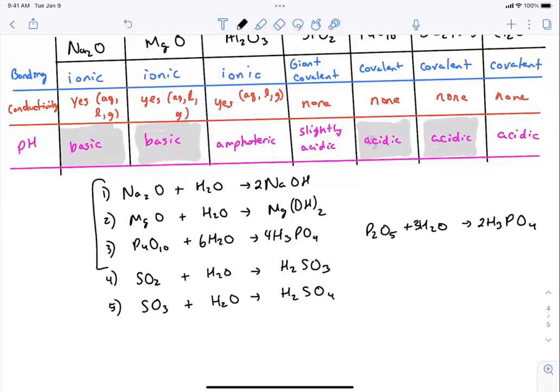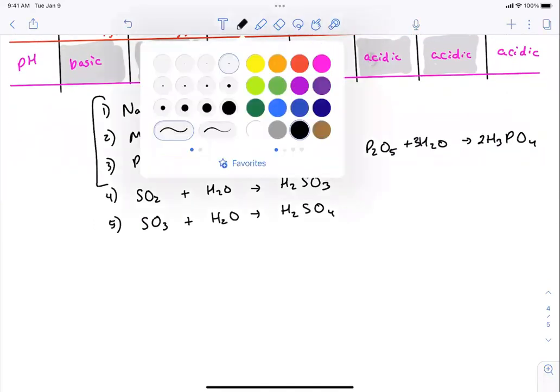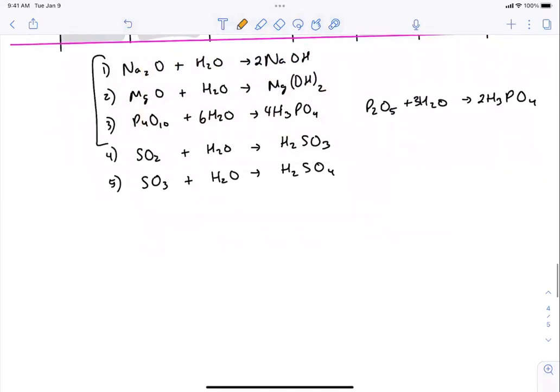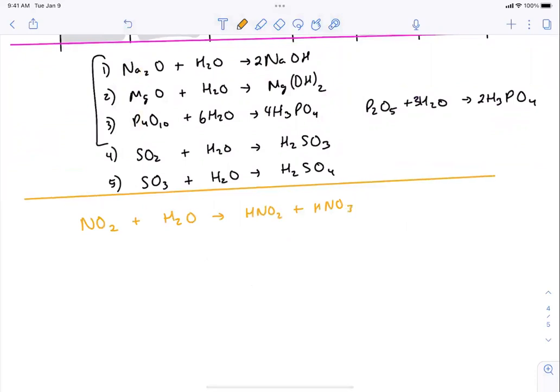Okay. Other reactions that you need to know as well, stated here. Don't forget that NO2 with water forms HNO2 and HNO3. That's that acid deposition one that you need to know.